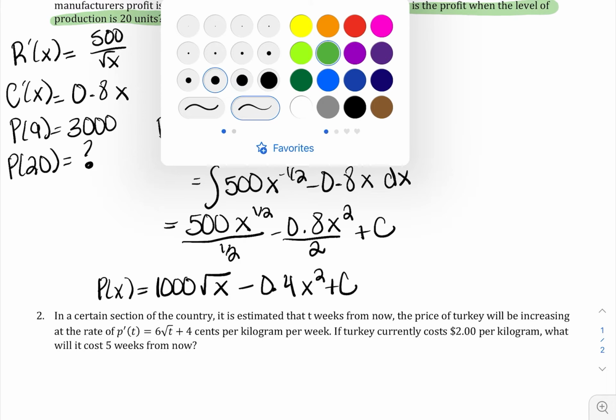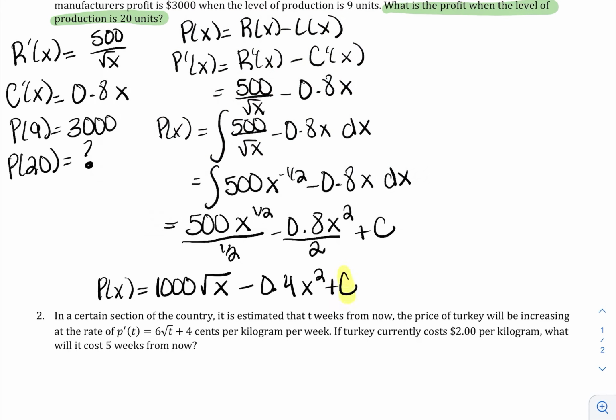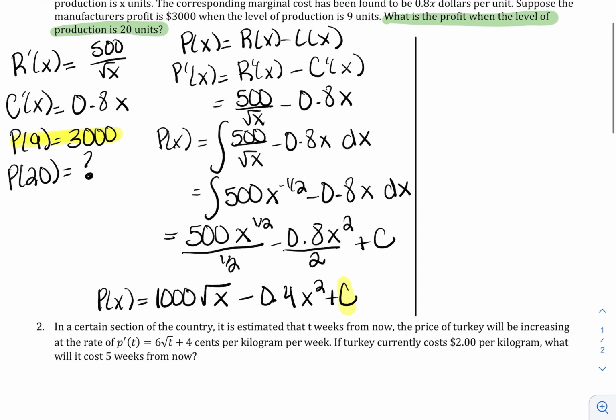I need to find c. So it gives me a way to find c by giving me a point. What I'm going to do is plug in this point, find c, and then I'll be able to plug in 20. So I have 3,000 is equal to 1,000 square root of 9 minus 0.4 times 9 squared, which is 81, plus c.